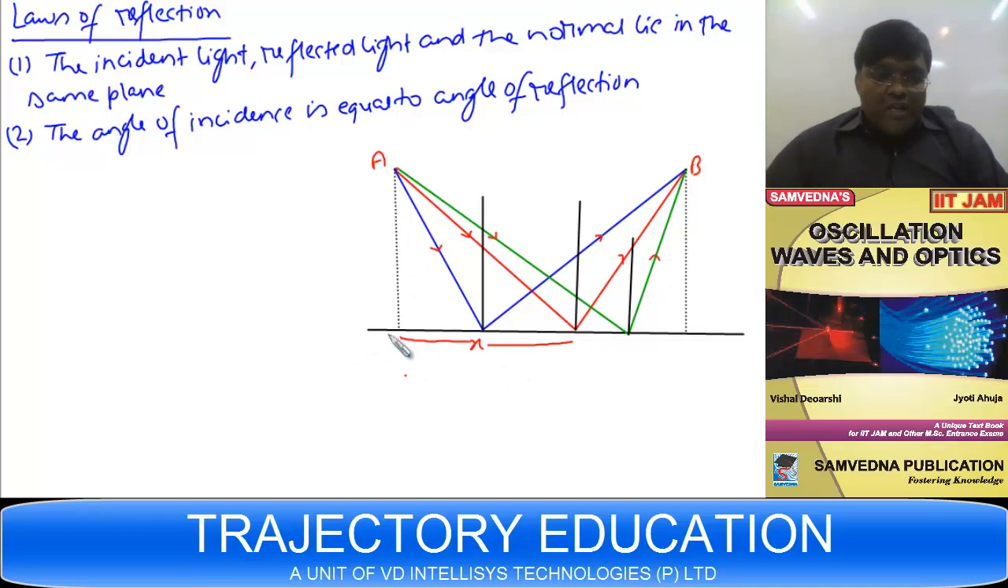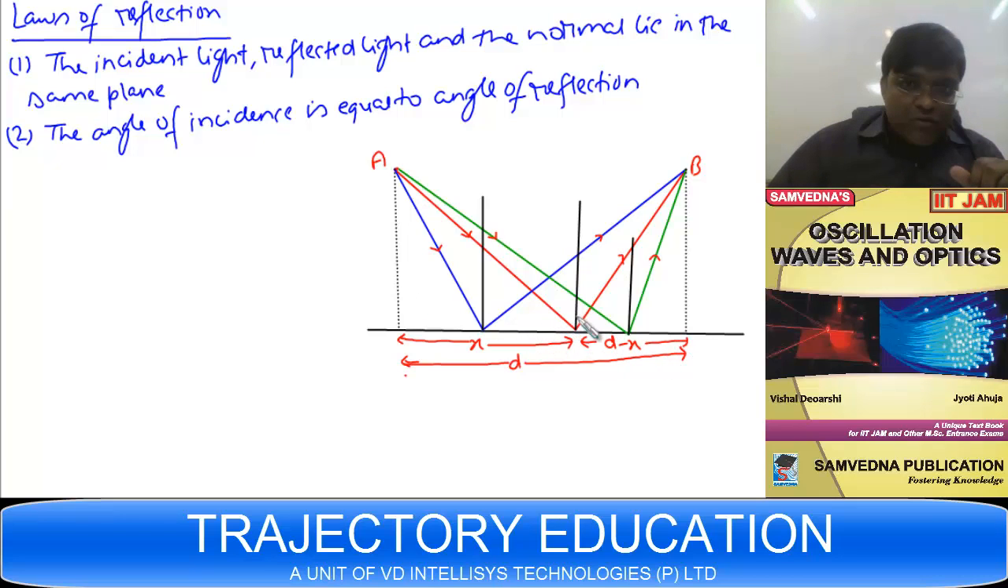Suppose x is the variable by which different paths are characterized. Say this is distance d. Now let's find the value of x, or the condition on x, so that the time taken is minimum. Time taken is minimum only when the length of the path is minimum. Suppose for this path this is x, so this will be d minus x.